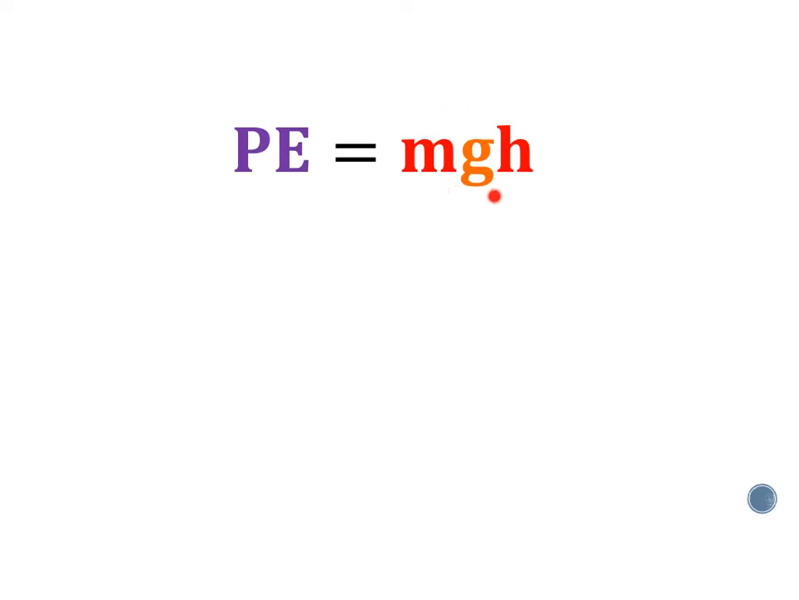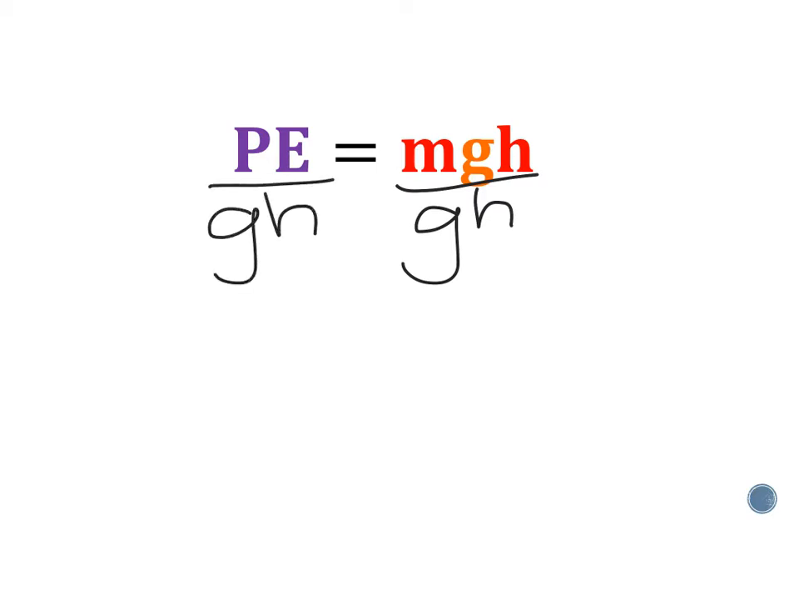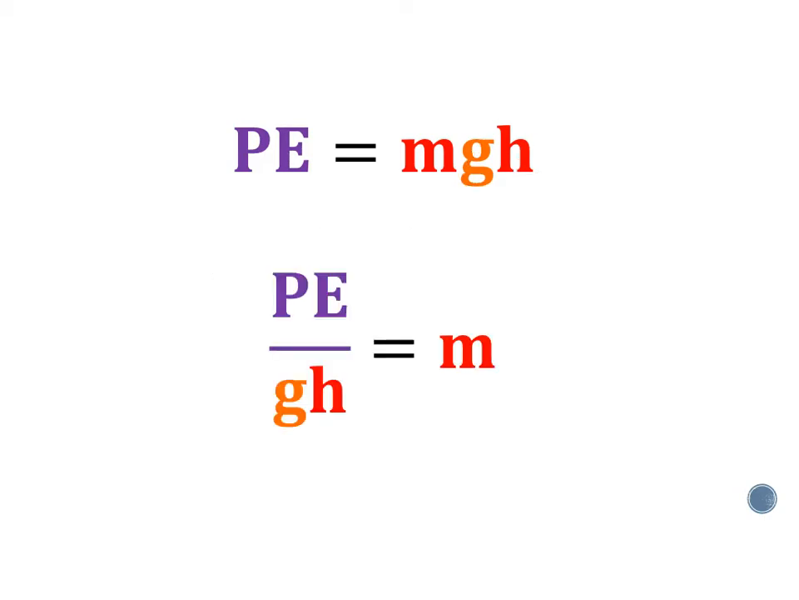Everything that is with mass on the right side of the equation needs to go away. So I'm going to divide by G, and I'm going to divide by H. Whatever I do on one side, I do the same thing on the other side. Cancels out here, cancels out here. And I'm left with mass is equal to PE divided by GH.